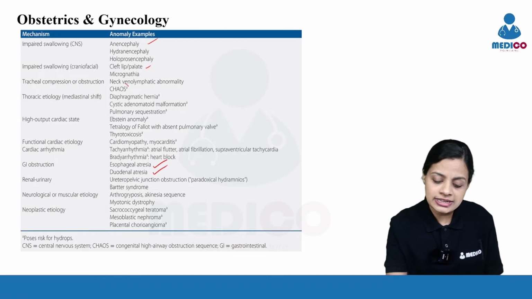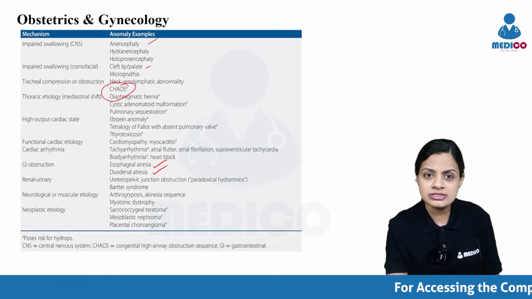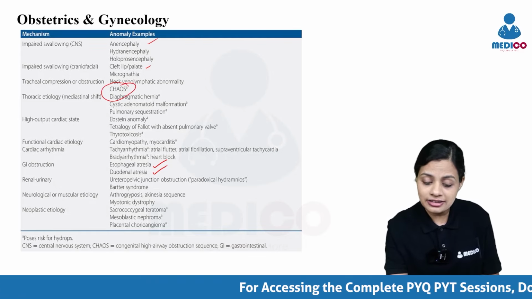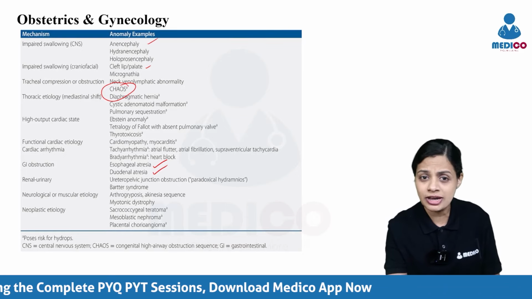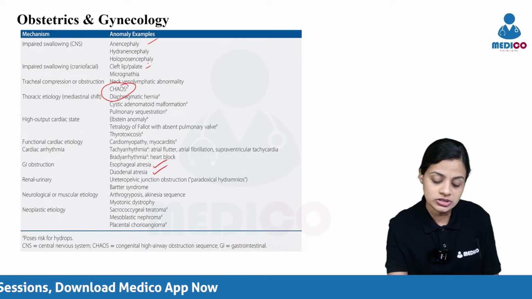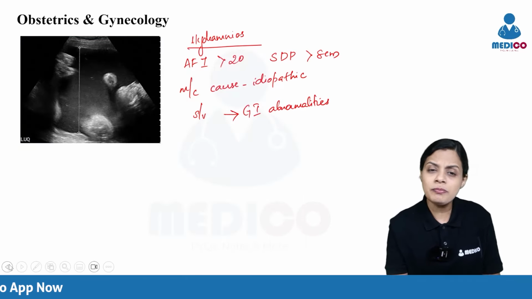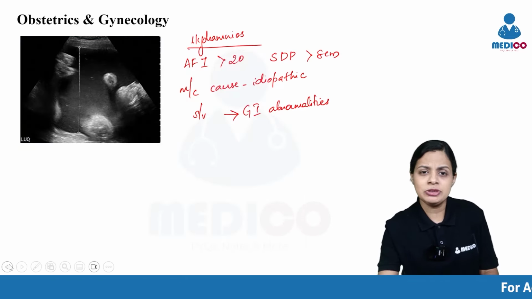If you get a choice like, say, chaos, you must not think, what is this, I have not heard about it. It is there. This is a condition that produces polyhydramnios. Just run your eyes through it, but remember the important ones. All right, what are the complications associated with polyhydramnios?